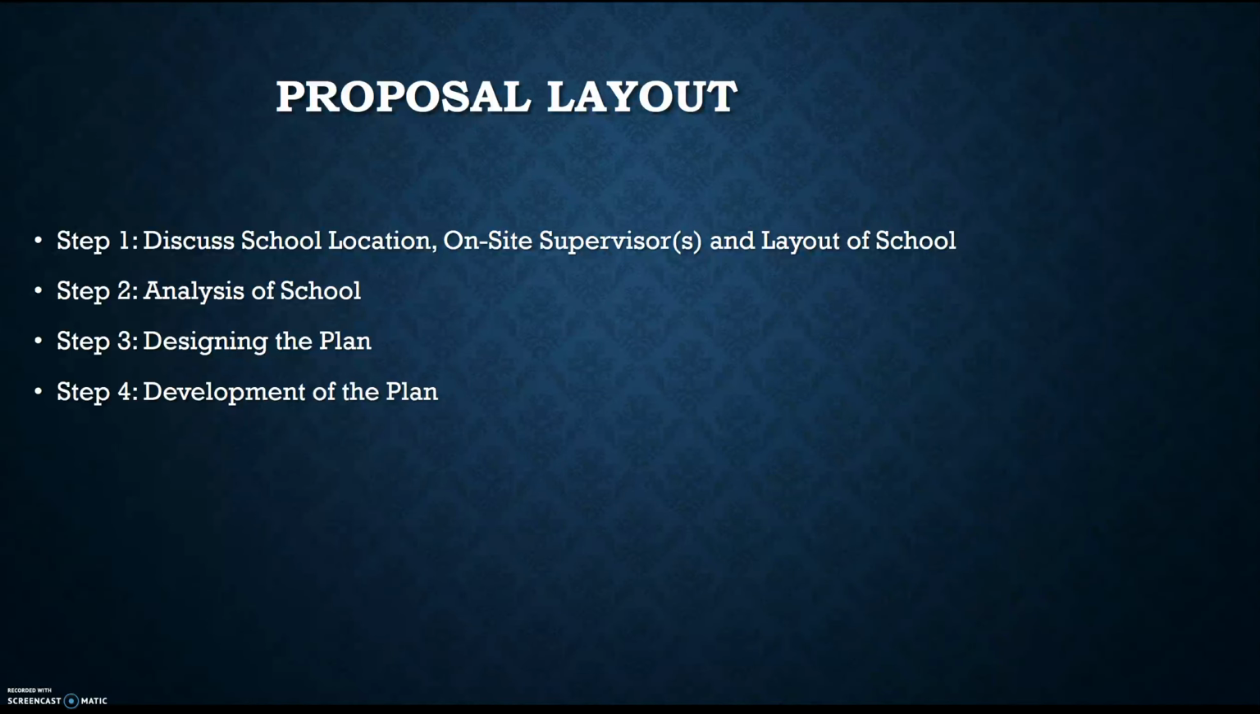Our proposal layout will include four steps. Step one, we'll talk about where our school is, the different backgrounds, and who the supervisors will be that will help this program run smoothly. Secondly, we'll talk about the analysis of our school, how we ended up where we are, and why this program will be so effective for this school. Third, we will talk about the design of the plan, why we chose the different activities, why there are different plans set in place. And four, we'll talk about the continuous development of the plan as we go through the program.